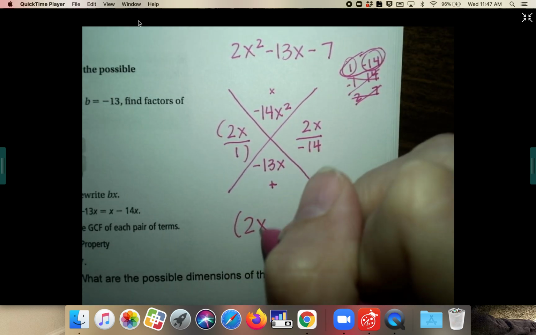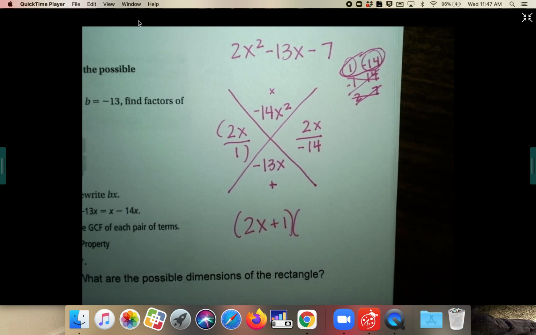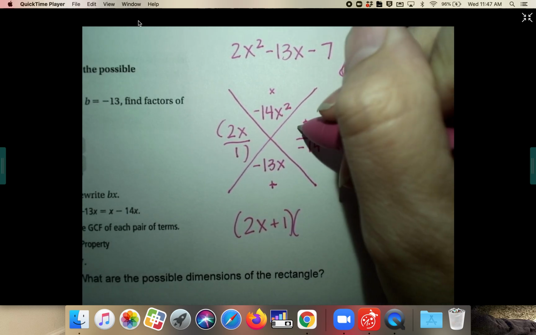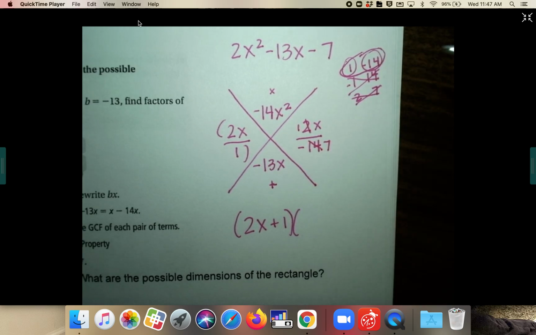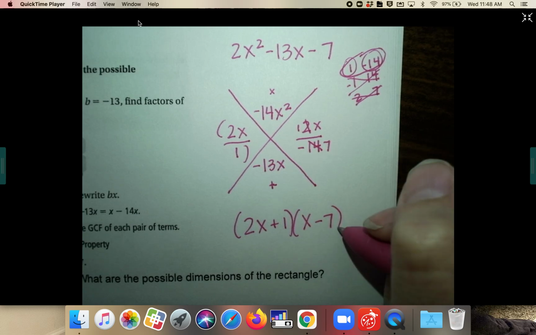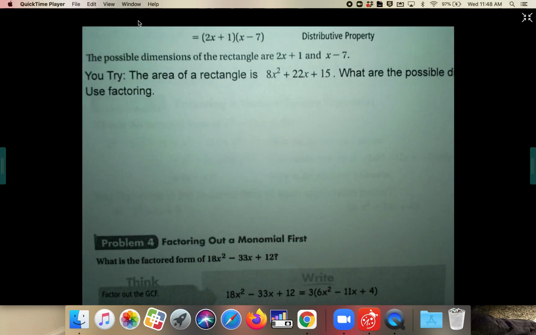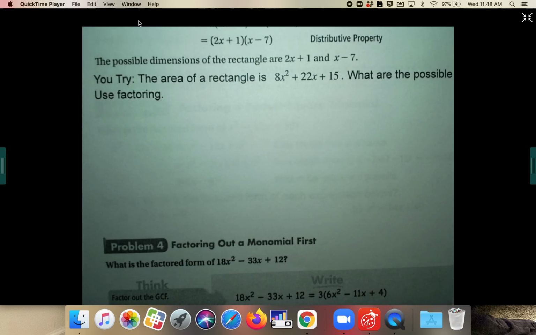2x and plus 1. This one does simplify. They'll both divide evenly by 2. So this would be 1 and this would be 7. So 1x minus 7. All right, let's keep practicing. A few more, but this is good practice.